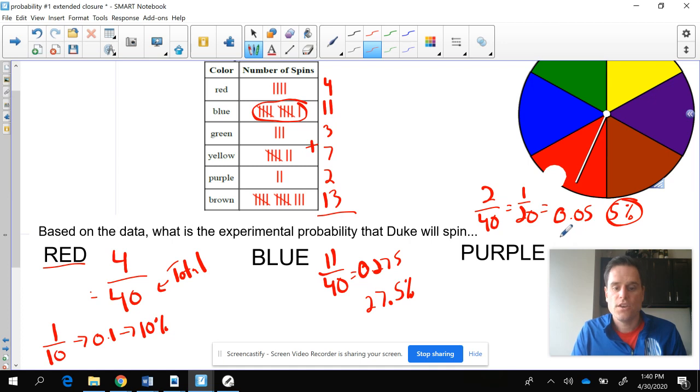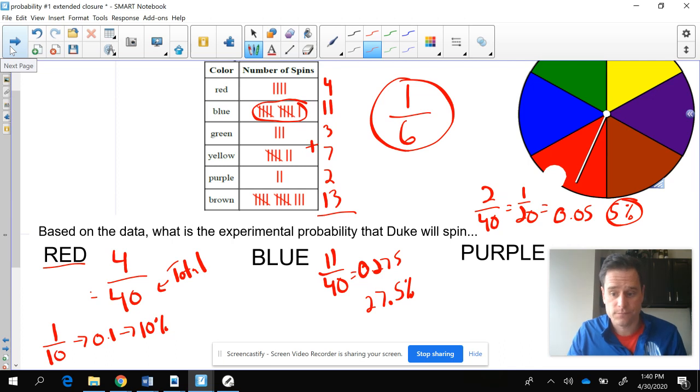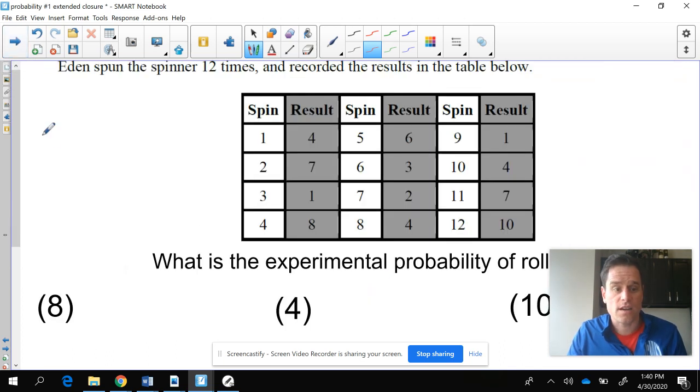5%. Notice how none of these, not a single one, is actually the theoretical probability. Theoretical is 1 out of 6. None of them were. And that's kind of how life is. The experiment's different than the actual.